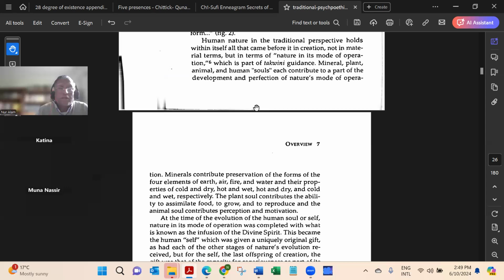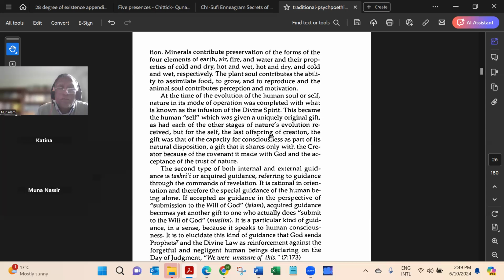Let me move this outside so that I can read it. So let me read it again. This became the human self, which was given a uniquely original gift, as had each of the other stages of nature's evolution received, but for the self, the last offspring of creation, the gift was that of capacity for consciousness as part of its natural disposition, a gift that it shares only with the Creator because of the covenant it made with God and the acceptance of the trust of nature.